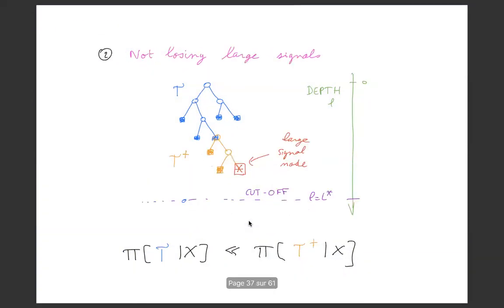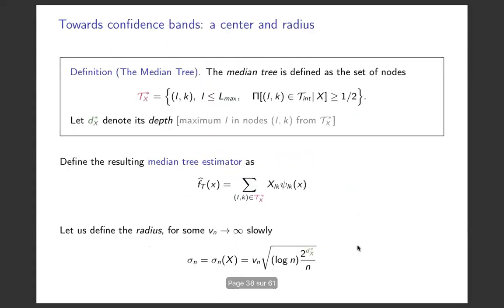The second part is, on the contrary, if you miss some large signal node above the cutoff, then your tree T has much less posterior mass compared to T plus, where T plus is the smallest tree that you can get by including the nodes up to the signal you missed. So there is a kind of recursive flavor in this type of proof, which matches well the recursive nature of the trees.